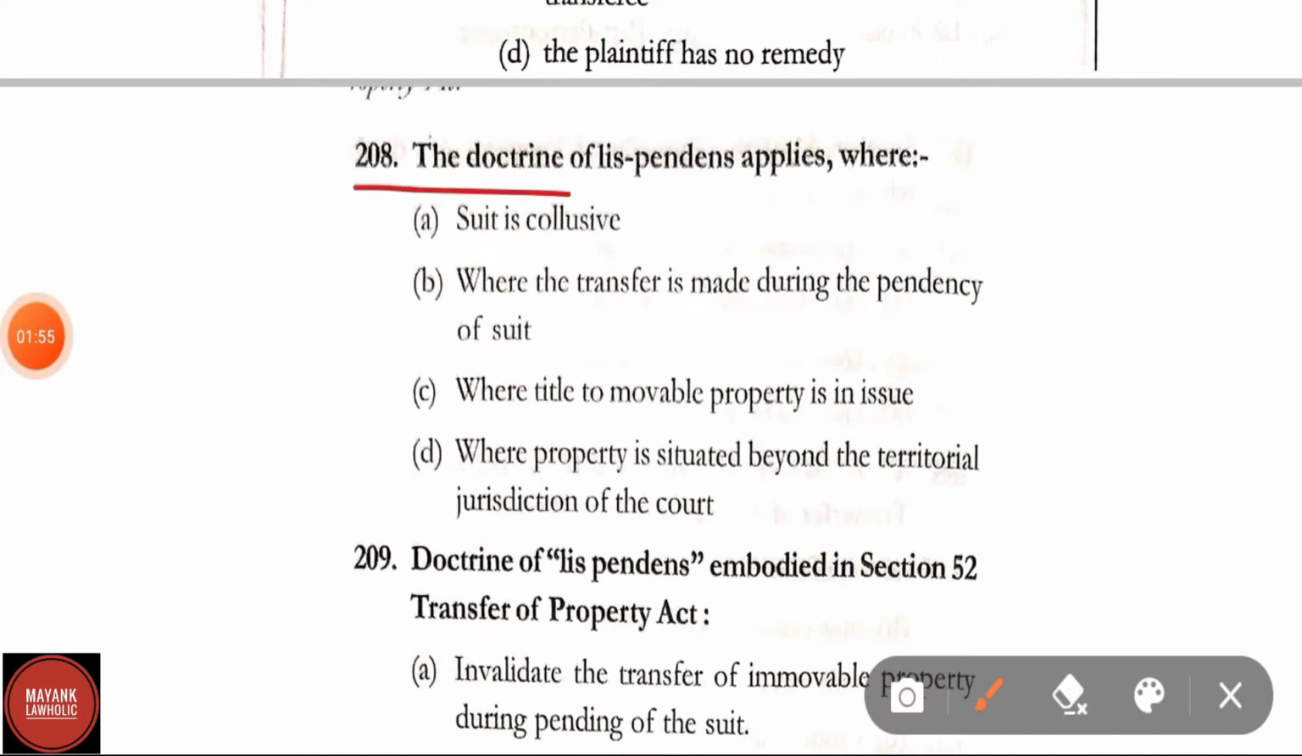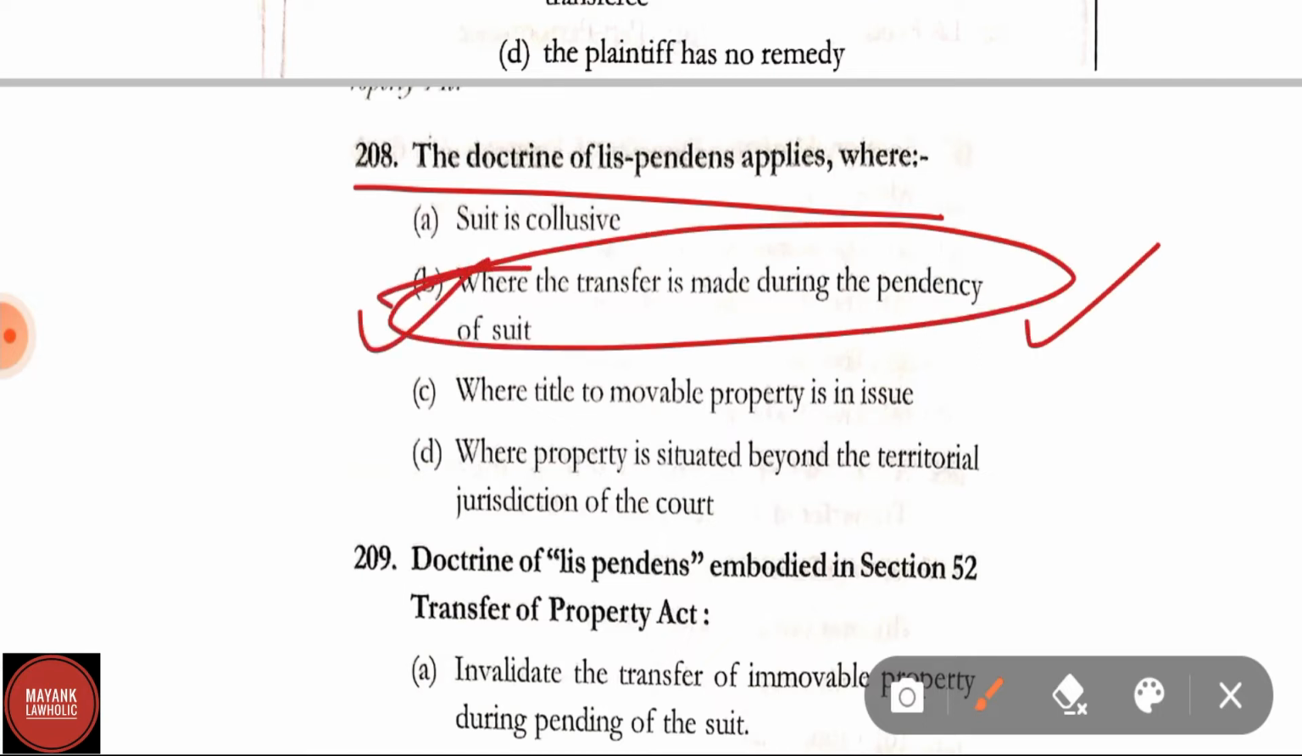Question number 208. The doctrine of lis pendens applies where suit is collusive, where the transfer is made during the pendency of suit, where the title to movable property is an issue, where the property is situated beyond the territorial jurisdiction of the court. Correct answer is option B, where the transfer is made during the pendency of suit.